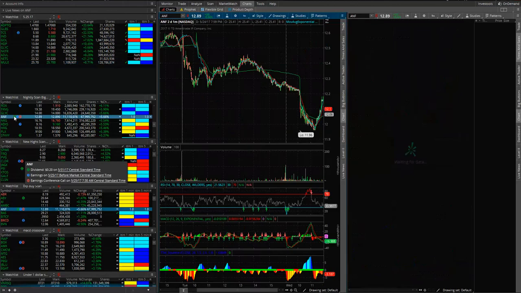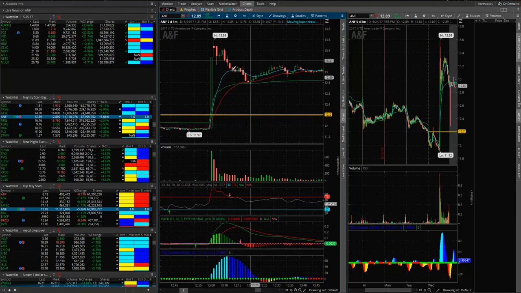And it was very liquid. ANF had a crazy rip all the way up to 1359. And look, it bounced off VWAP. So that's one of my plays that I put in that manual, the VWAP bounce.